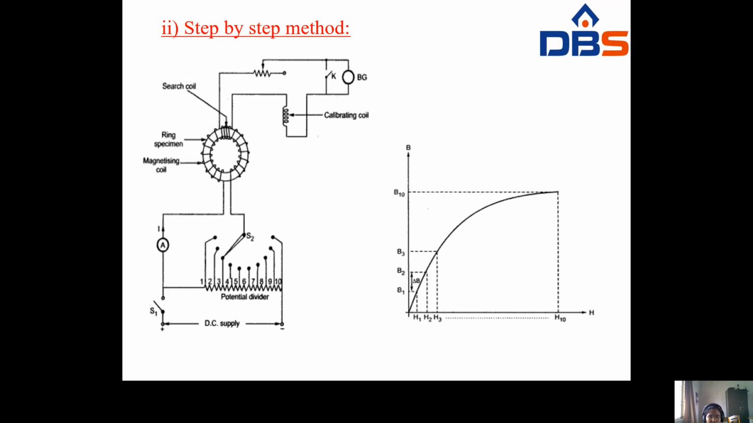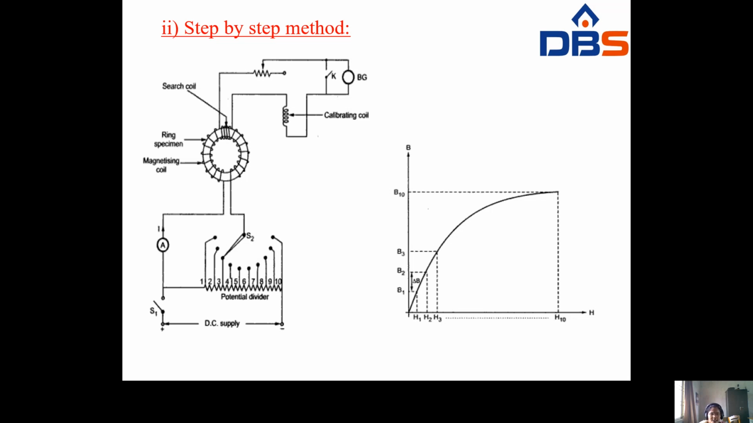Okay, so next one is what? The step by step method. This is similar to the method of reversals, but here we use one selector switch with a potentiometer divider instead of the reversal switch that reverses positions. You have a number of tappings: first tapping, next second tapping, next third tapping. Like this, you vary the tappings of the switch, and at that time you get different values of magnetic field intensity.